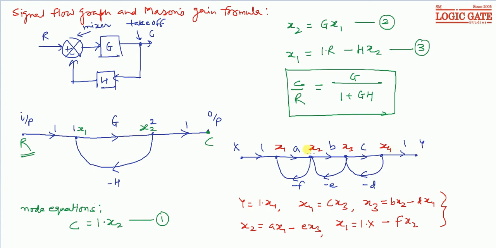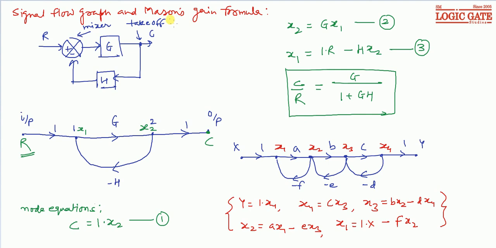That's how we write the node equations, and from all these equations, by eliminating X1, X2, X3 and X4, we can find the closed loop transfer function, that is Y by X, in terms of A, B, C, D, E and F. But this process is very tedious. It will take time, and a lot more eliminations are required. So it's better to find the closed loop transfer function with the help of Mason's gain formula instead of writing the node equations.